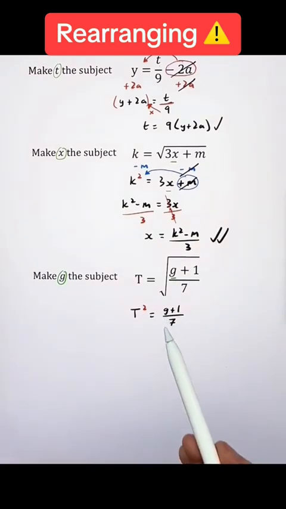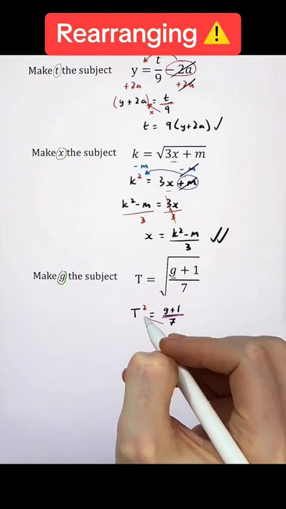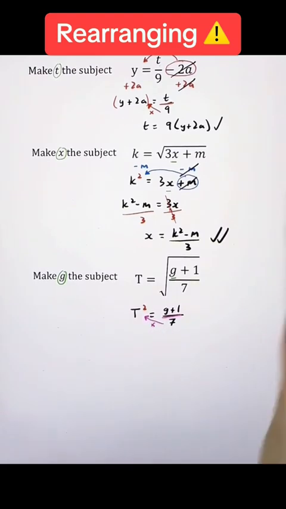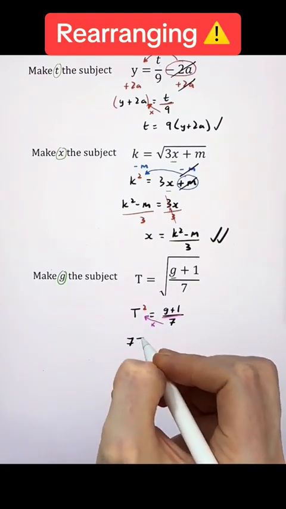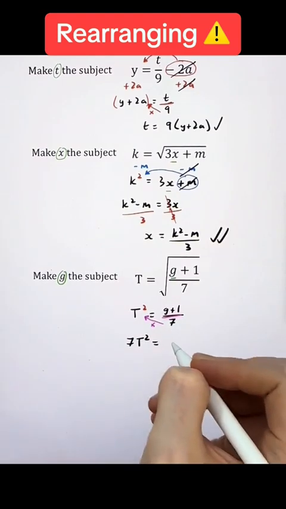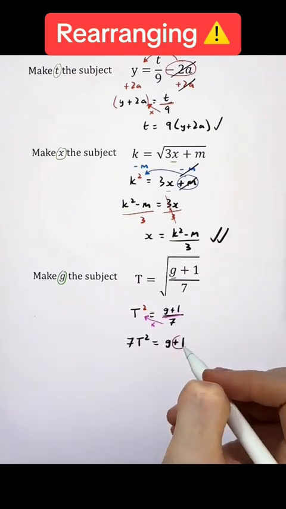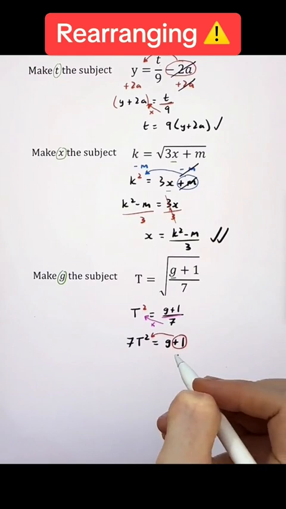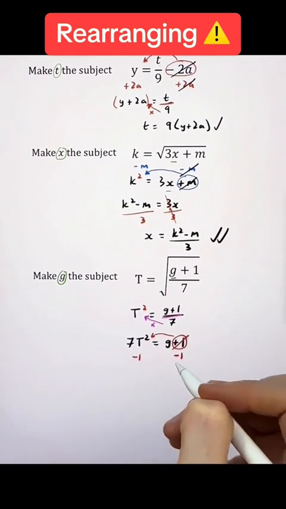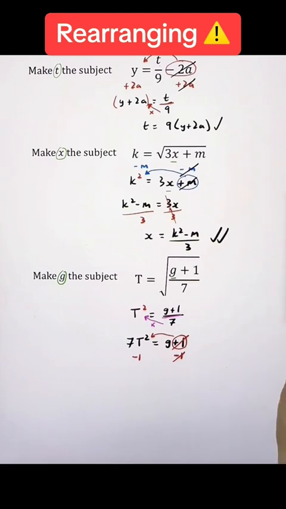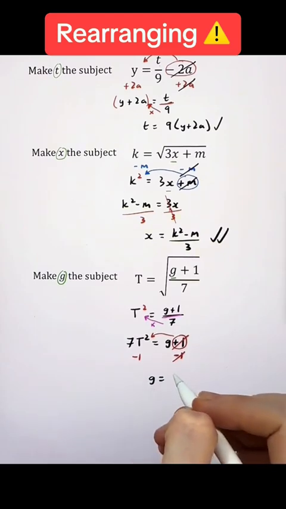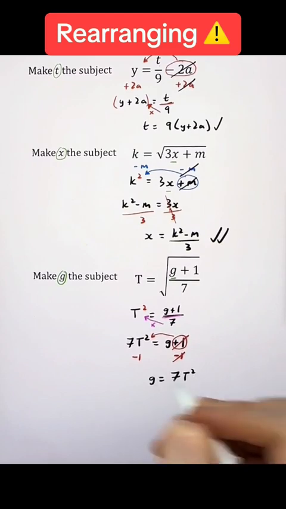As I want to get g by itself, and currently the whole right-hand side is over 7, the opposite of divided by 7, therefore, is to multiply the numerator on the opposite side by 7. So on the left-hand side, I'm now going to have 7 lots of capital T squared. And on the right-hand side, I'm just left with the numerator, in this case, g plus 1. Finally, as I want to get g by itself, I know the opposite of add 1 is to subtract 1 from both sides. On the right-hand side, 1 subtract 1 will cancel, to leave us with g, which is exactly what I wanted. And on the other side, I've got 7 capital T squared, subtract 1.